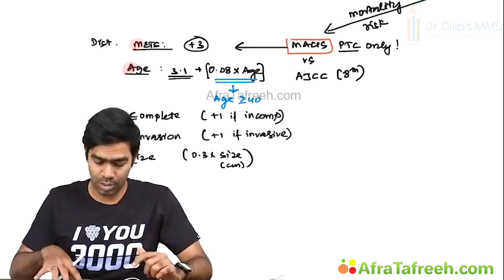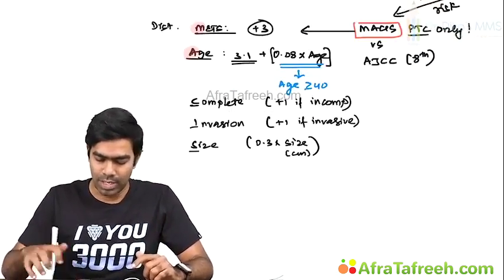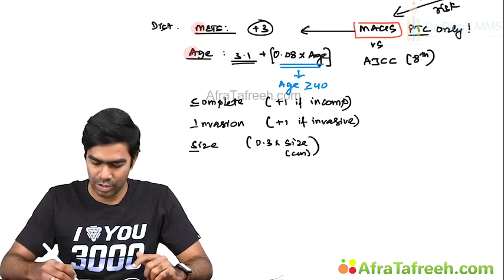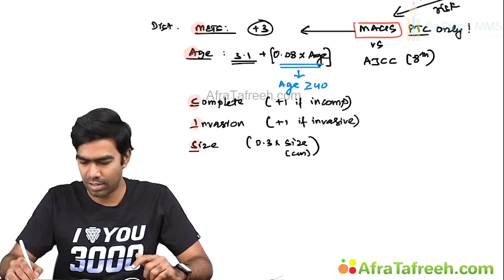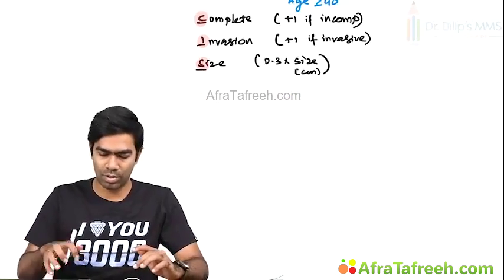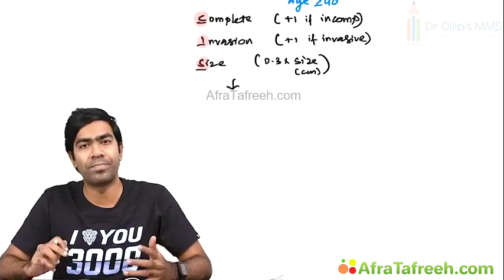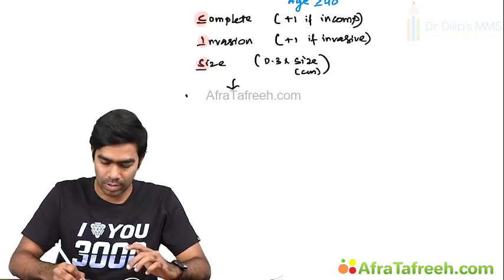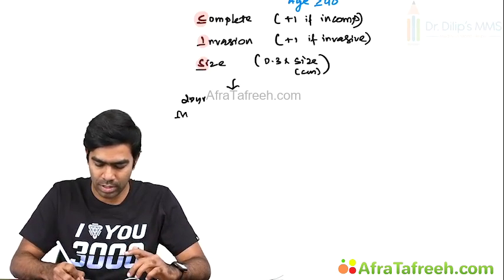You have to be very clear about that. So this is the acronym. Metastasis, age, completeness of surgery, invasion, and size of the tumor. This is the MASIS score. Based on the score, you can assess the 20-year survival. That's the idea. So you're going to tell the mortality risk.